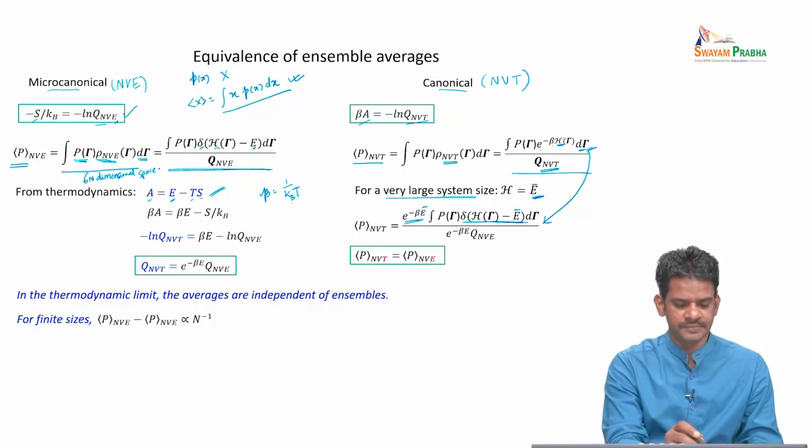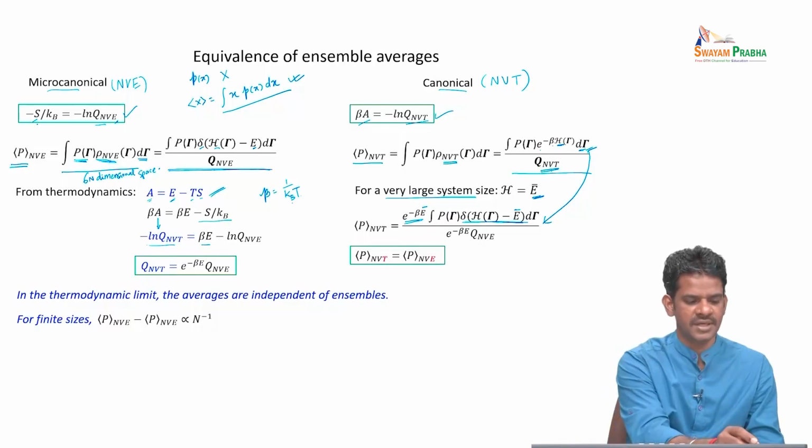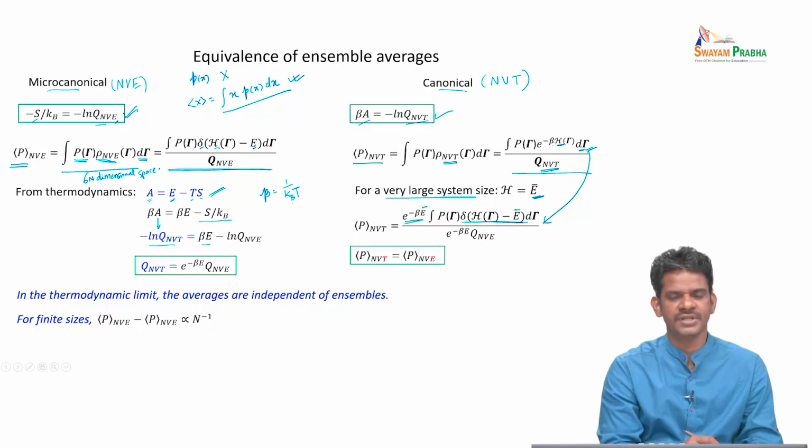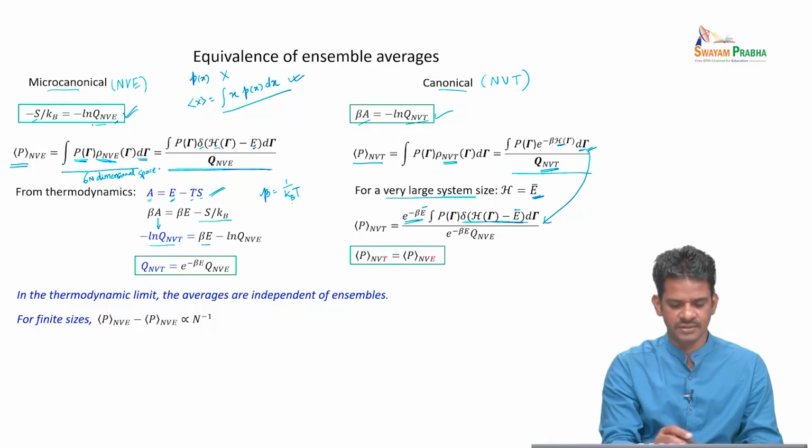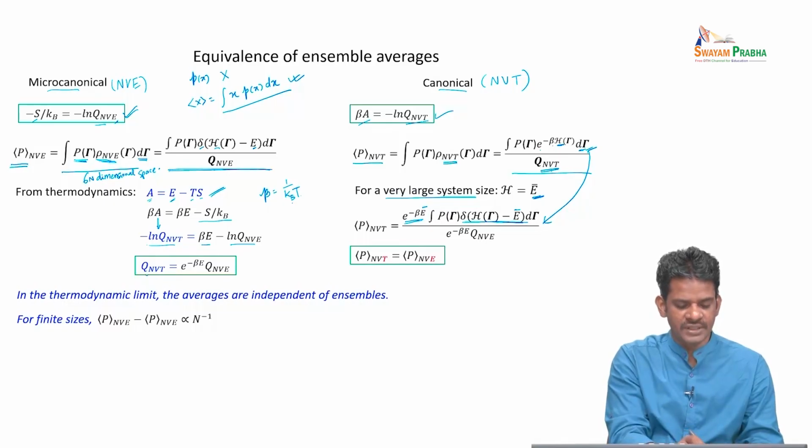So, by writing that, I am able to replace this beta times A using the partition function expression from here, and beta E remains as such. This minus S by kB is obtained from the relationship in the microcanonical framework, which is minus S by kB is equal to minus ln q NVE. So, that I am substituting here. So, now if you rewrite this, you will be able to show that the canonical partition function q NVT is equal to exponential of minus beta E times the partition function for the microcanonical ensemble.